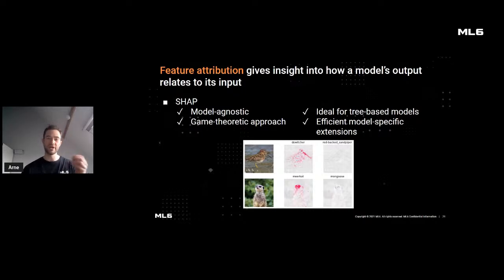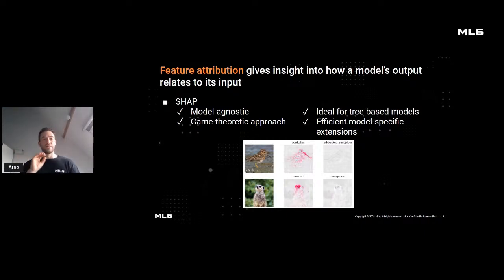And we see that if we look at this image in the context of the dewitcher class, then the beak lights up in red, which means that this beak is a really distinctive feature for this class in this image. Same for a meerkat, the eyes here really give it away, apparently.